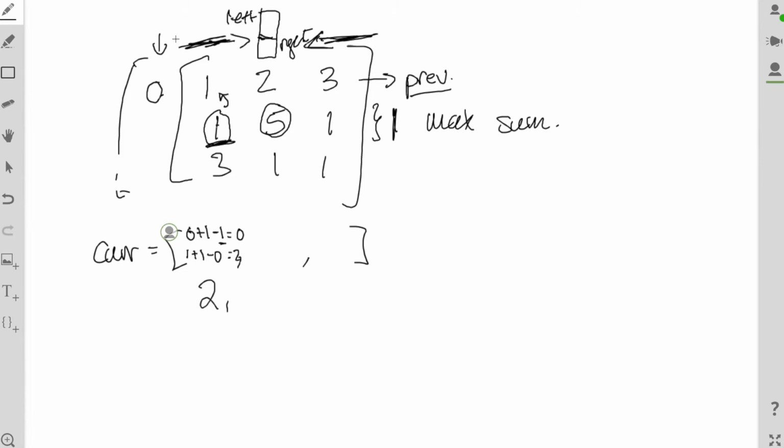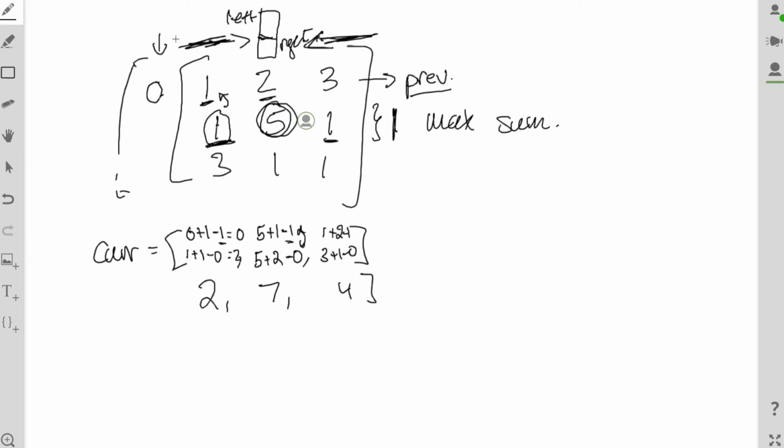And we do the same thing for 5 here, right? We take a look at what's going on here and here. So this would be the max between 5 plus 1 minus the offset, and then 5 plus 2 minus 0. So the max between these two values is simply 7, right? And then we take a look at this value here, right? 1 plus 2 minus 1, or 3 plus 1 minus 0.